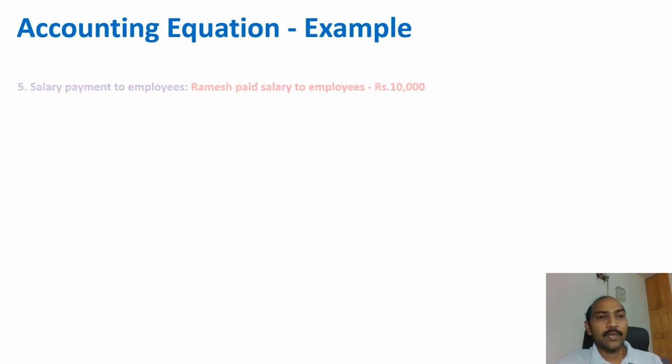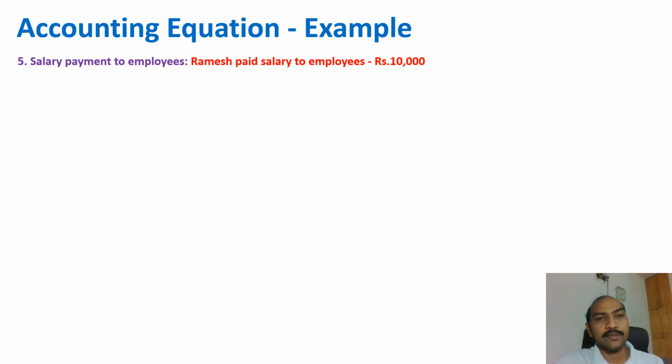Coming to the next example, salary payment to employees. So this is one example where we have taken payment towards employees, which is expense, not an asset. So Ramesh paid salary to employees rupees 10,000. Accounting equation again remains same, asset equal to capital plus liabilities.